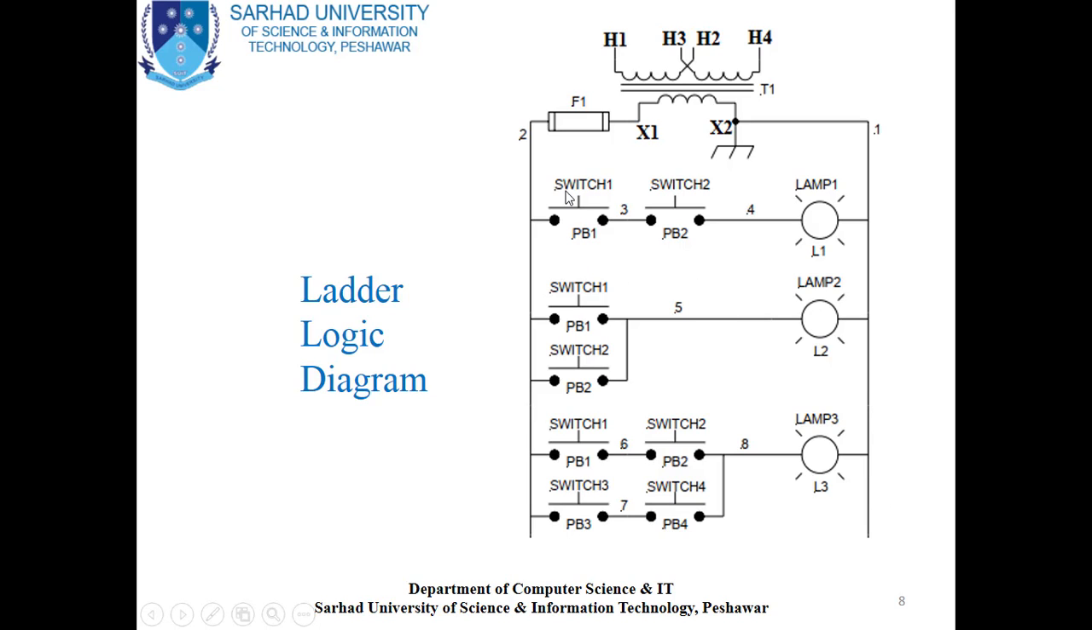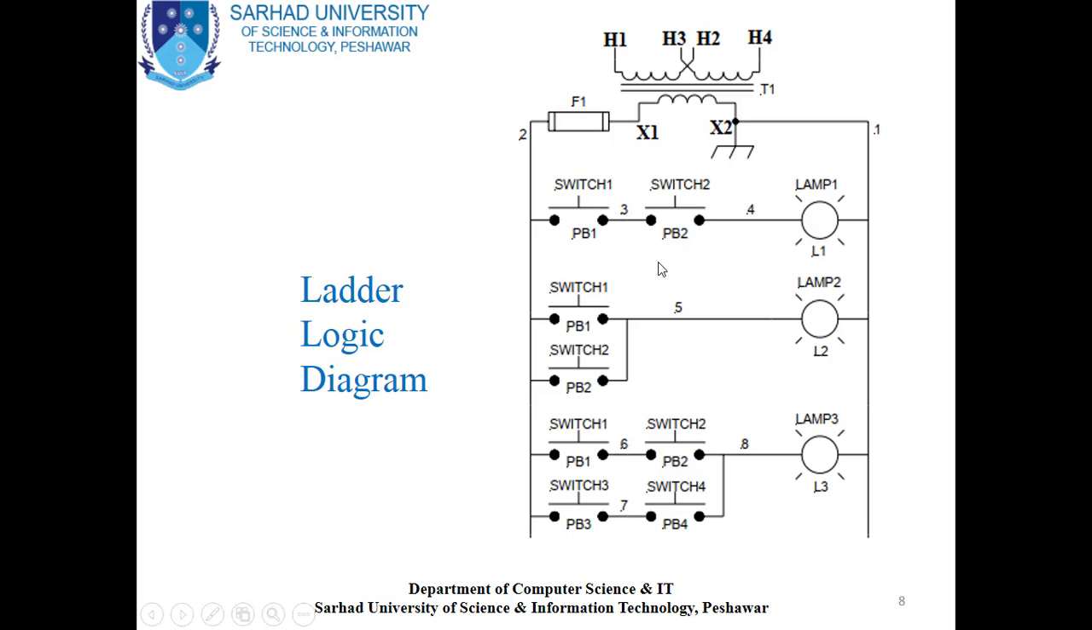Here you can see switch 1 and switch 2. These two switches have been connected in series form. If power comes from here in this direction, and if we press switch 1 and switch 2, then lamp 1 will be turned on, because one terminal of lamp 1 has been connected with neutral. So the circuit path will be complete and power will flow from this and go in this direction, as you can see in the diagram. So the first circuit is an AND circuit.